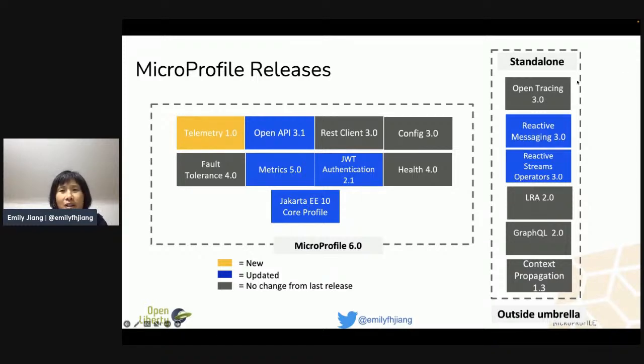If you notice, previously in MicroProfile 5, MicroProfile OpenTracing was here. Because Telemetry is a new spec that directly supersedes OpenTracing, OpenTracing moved into the standalone specifications. Also, Reactive Messaging and Reactive Streams Operators were updated this year to support the Jakarta EE namespace.